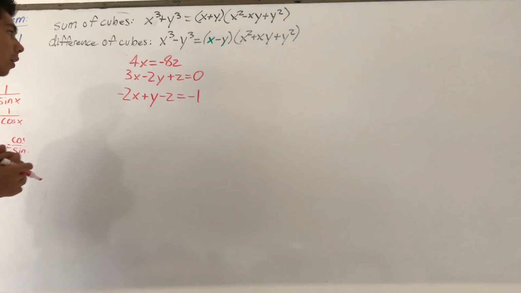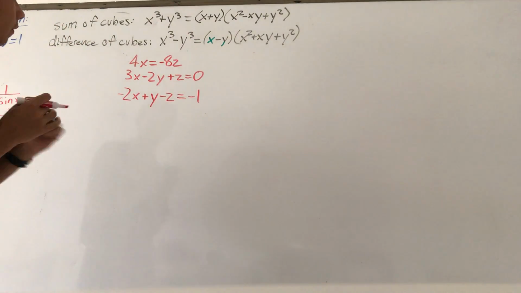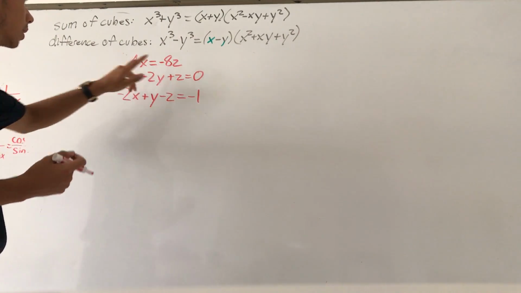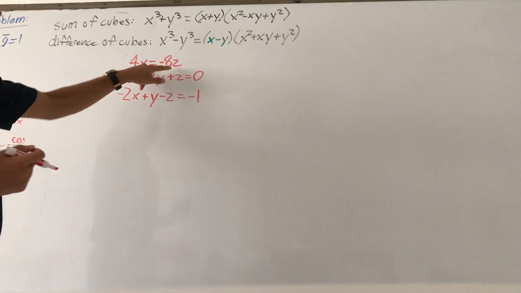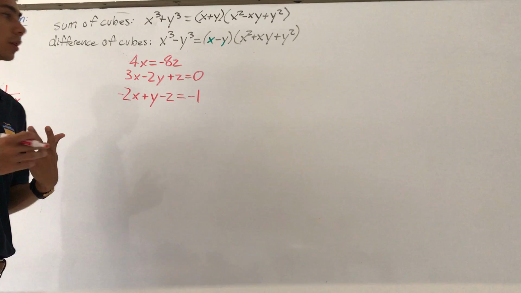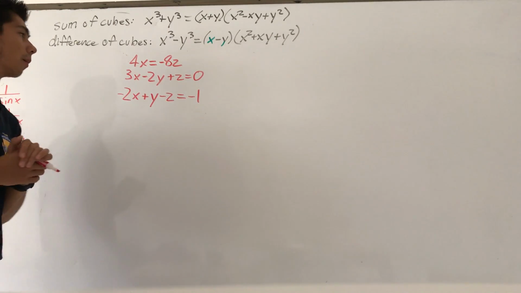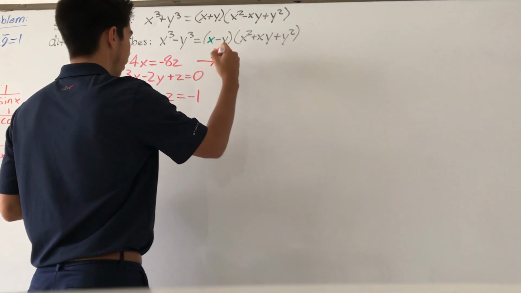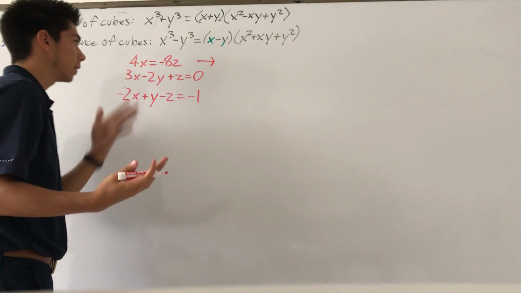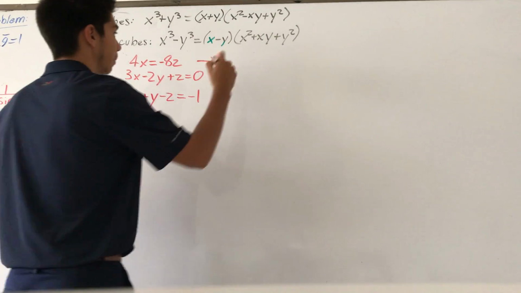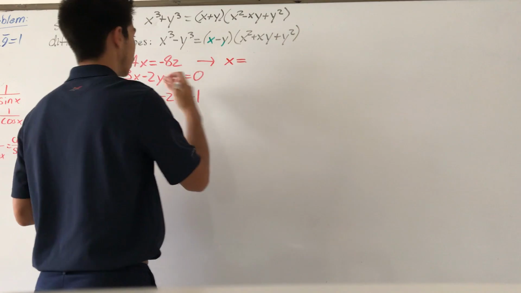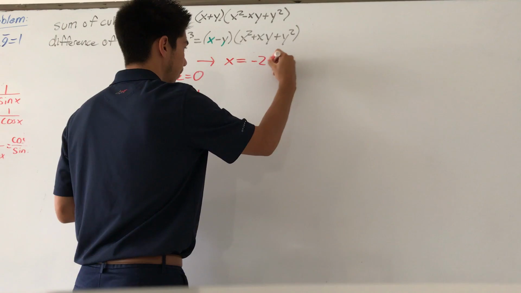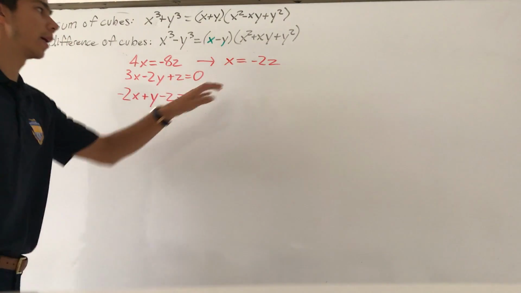In this case, one of the main things with substitution is that we're looking for an easy way to get a variable by itself. So I'm going to use substitution on this one because I see that this first equation is set up in a way where I can easily solve for x or z. I'm going to solve for x, so I'm going to take this first equation and I'm going to say that 4x equals negative 8z. To get x by itself, I'm just going to divide by 4. So x equals negative 8z divided by 4, which is negative 2z. So I've already solved for x, so I know what x is.